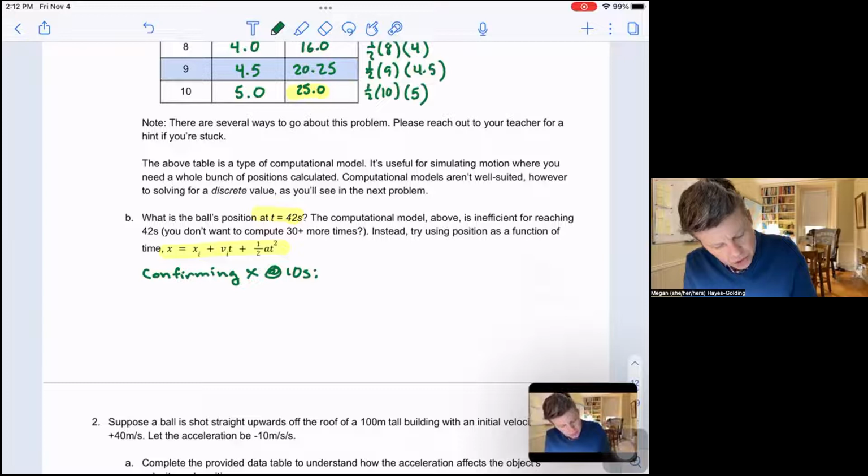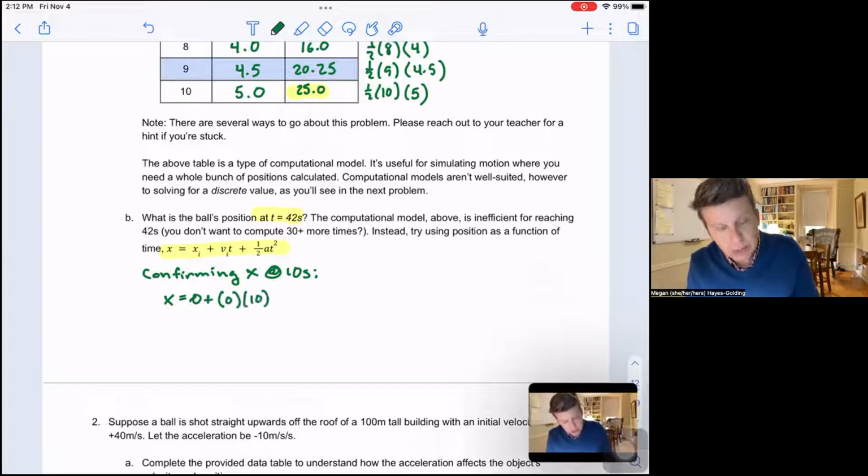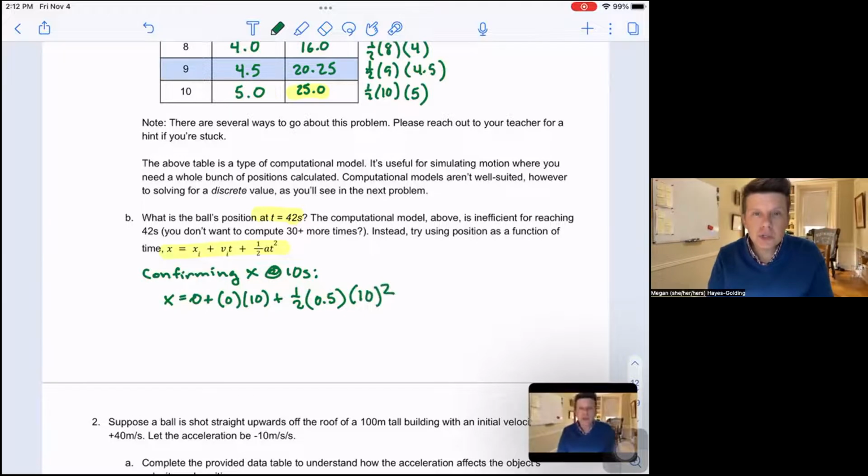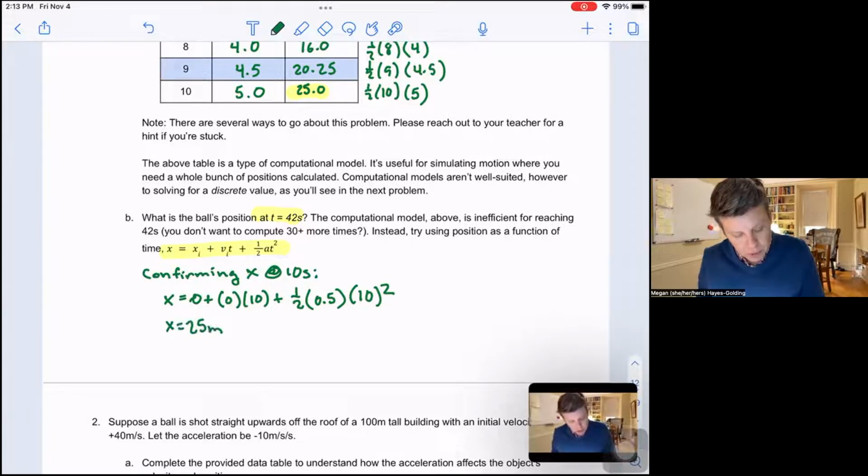Position is the initial position, 0, plus the initial velocity times the time on the clock, plus 1/2 times the acceleration times the time on the clock squared. You'll notice these first two terms, 0 and 0 times 10, are zeroed out. So now we're going to do 1/2 times 0.5 times 10 squared. I get a position of 25 meters. So that checks out. Now let's actually answer the question.